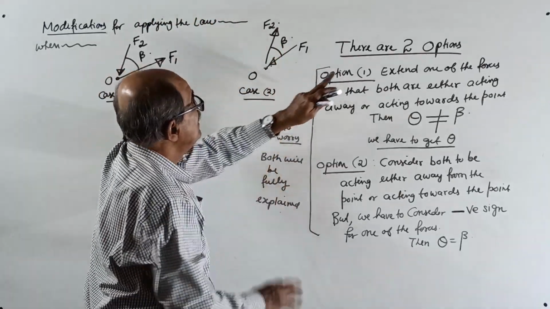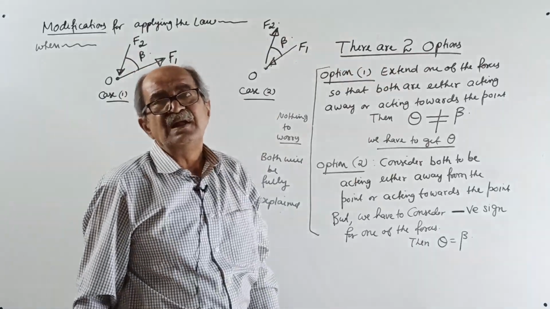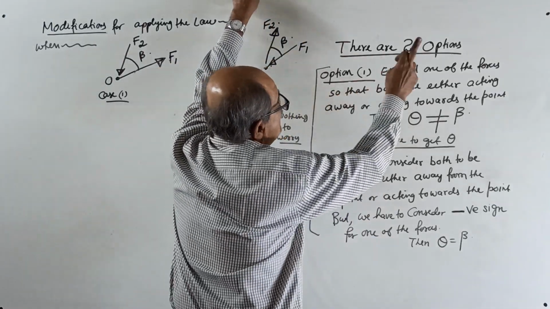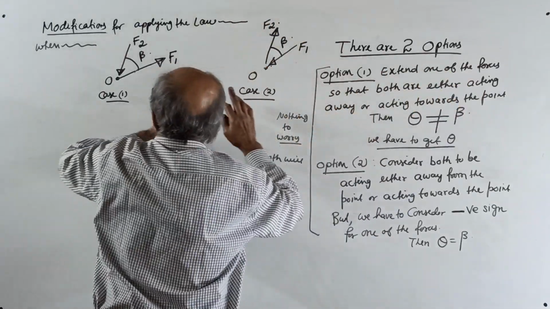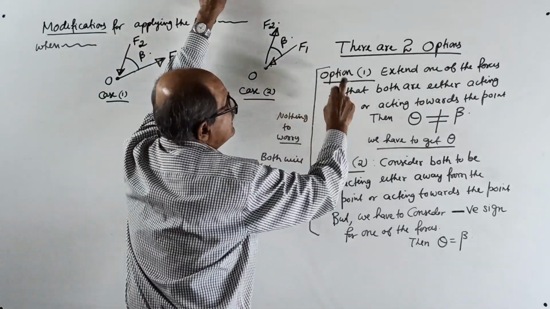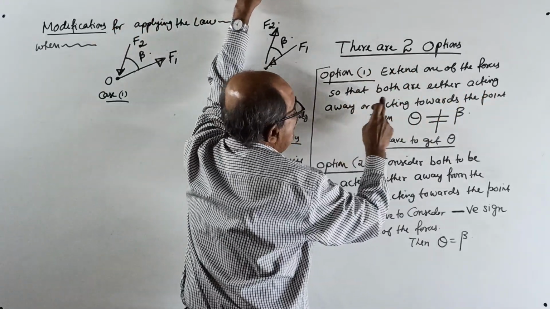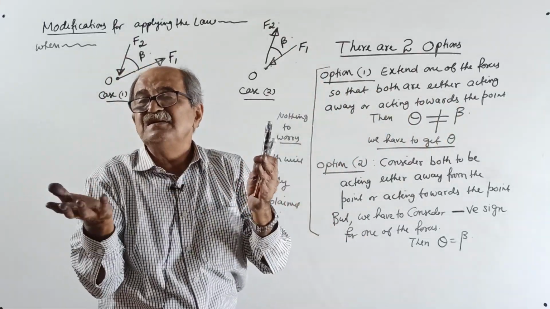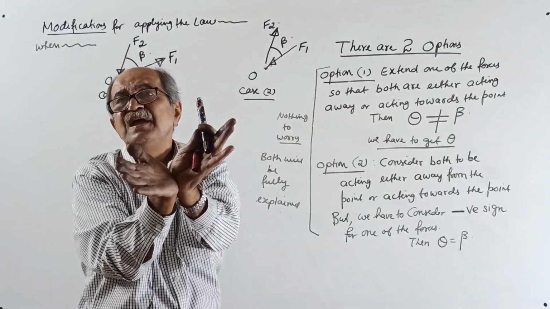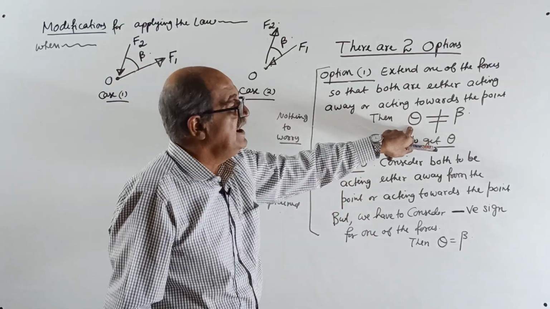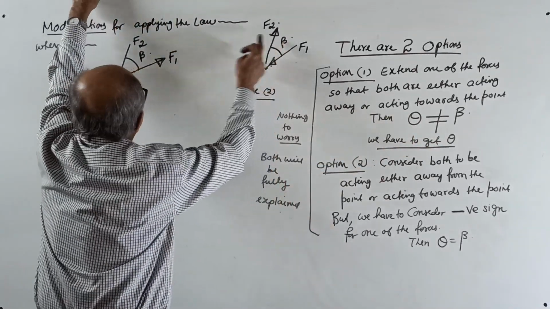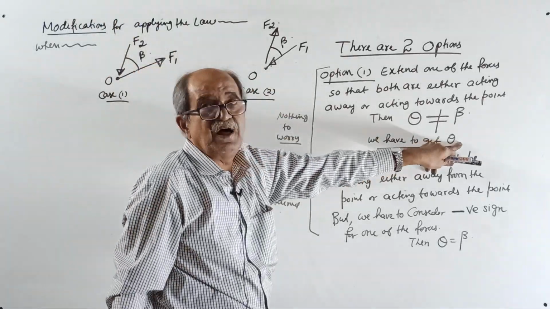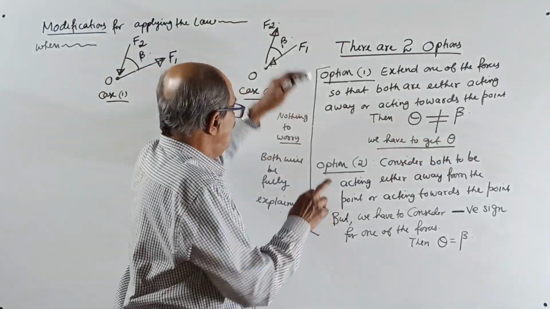Now, one minute. There are 2 options for you. Later I will tell which is the best option. Both are okay. Option 1: extend one of the forces, any one of the forces, so that both are either acting away from or acting towards the point. You extend one of the forces to the other side so that either both become outgoing or both become incoming. Then remember, your theta is not equal to beta. The angle given here is not theta. We have to get theta. That is one of the options.